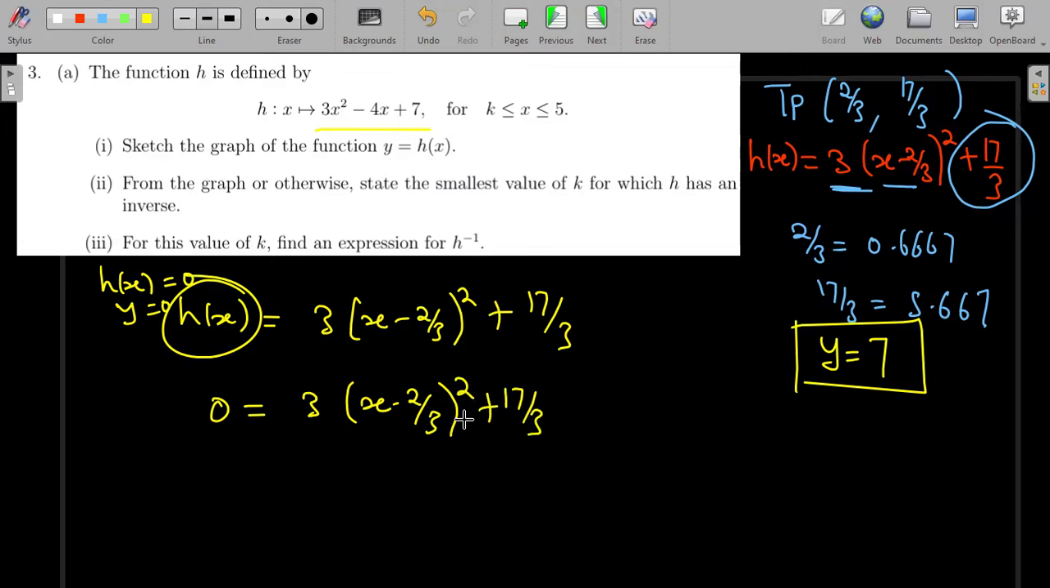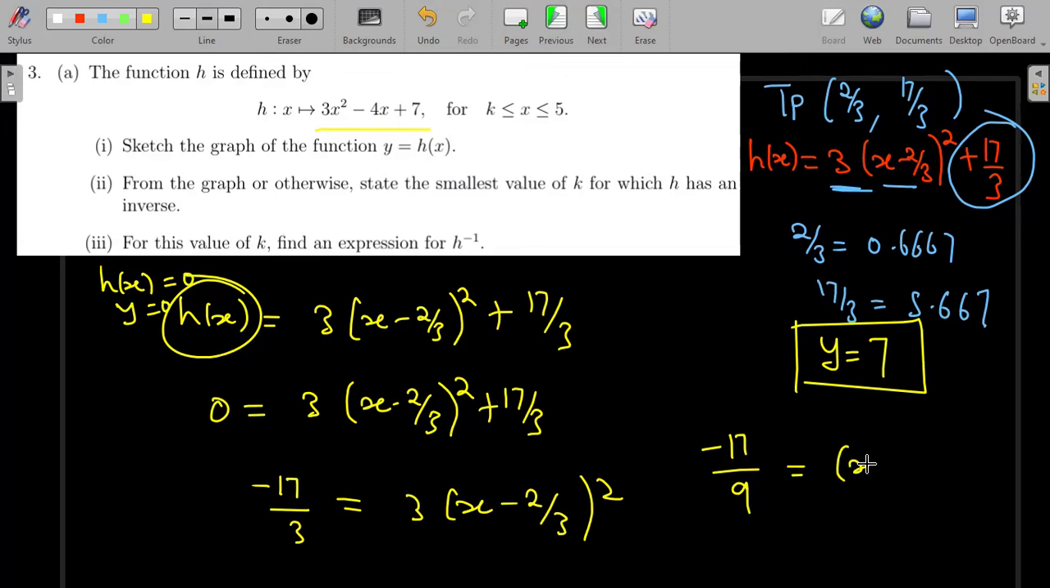Okay, so we can take this to the other side. So I'll have minus 17 over 3 is equal to 3(x − 2/3)². So that is what I have. From here, we can divide both sides by 3. Dividing by 3 is the same as multiplying by 1 over 3. So on this side I'm going to have minus 17 over 9, if I divide by 3, is equal to (x − 2/3) squared.